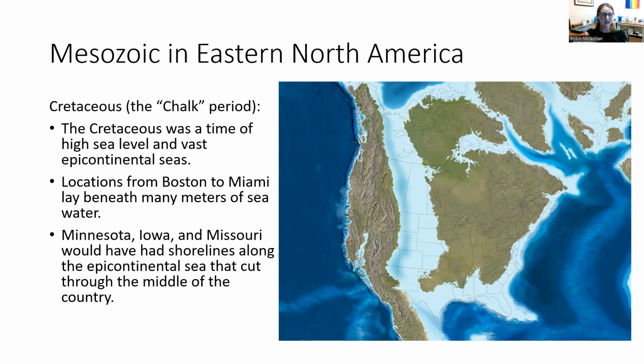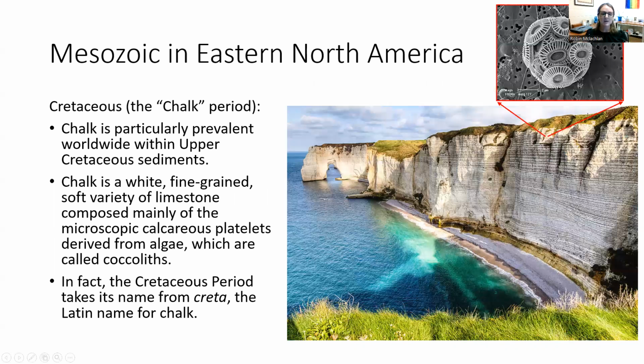All the way from Boston to Miami were under many meters of seawater. And then through the center of our continent, from Minnesota, Iowa, Missouri, all of these interior states were covered by an epicontinental sea. So they actually had shorelines way back during the Cretaceous. And where you get very warm, shallow epicontinental seas, you also get a lot of chalk deposits.